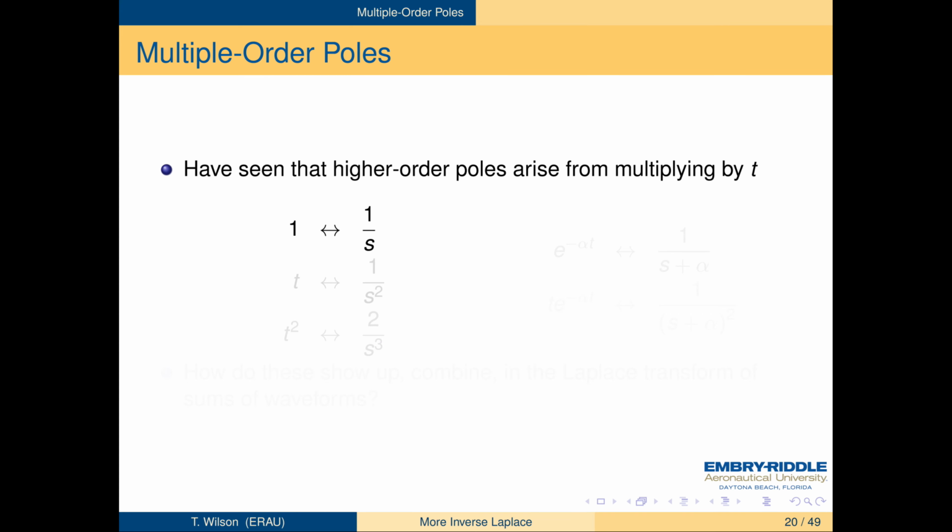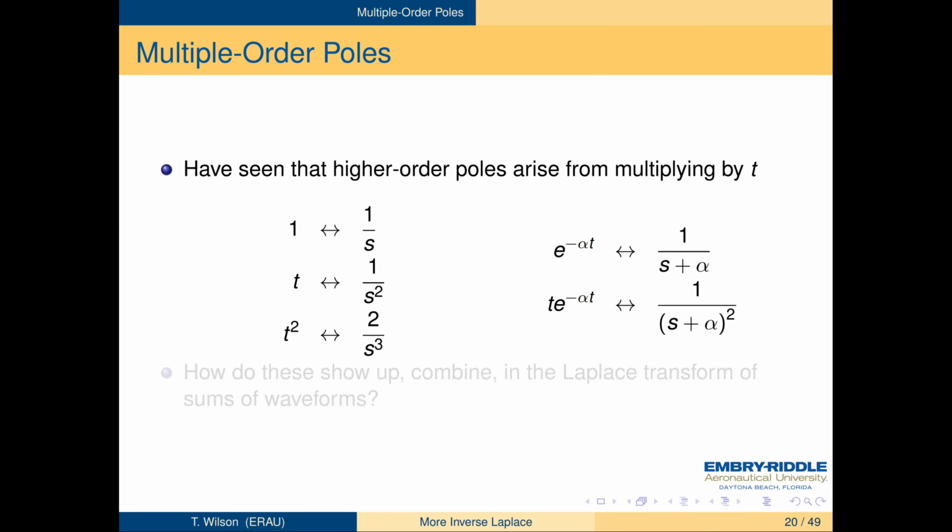Multiple order poles. Previously, we have seen that higher order poles arise when waveforms get multiplied by the ramp. So the waveform t itself has a double pole at the origin, and t squared has a triple pole. When we multiply e to the minus alpha t by a ramp, we go from a single pole at s equals minus alpha to a double pole at s equals minus alpha. What happens if we have sums of these kinds of waveforms?